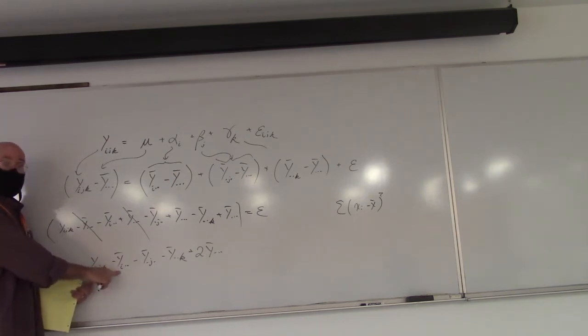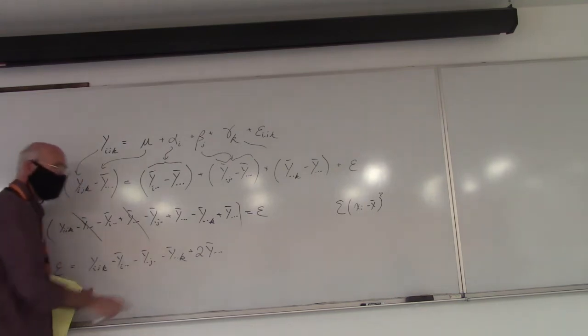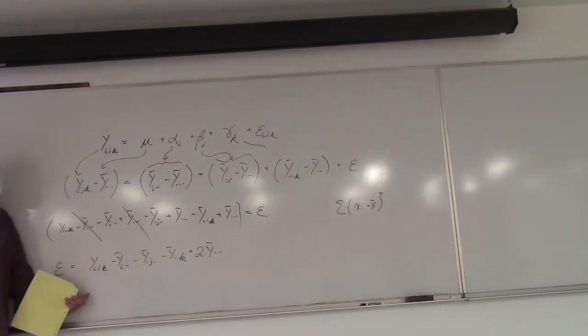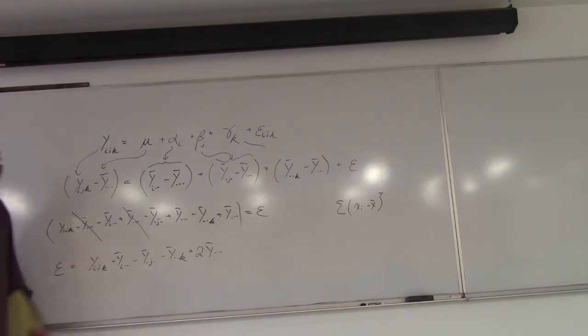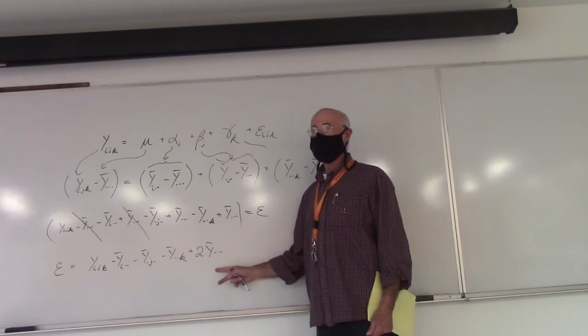An observed minus an expected. So I've subtracted off one expected. Minus a second expected, so I've subtracted off two expecteds. Minus a third expected, so I've subtracted off three expecteds. But I'm only supposed to subtract off one. So I've subtracted three off, I need to add two back. Which two should I add back? My best guess, the overall mean. So I'm going to add back two overall means.